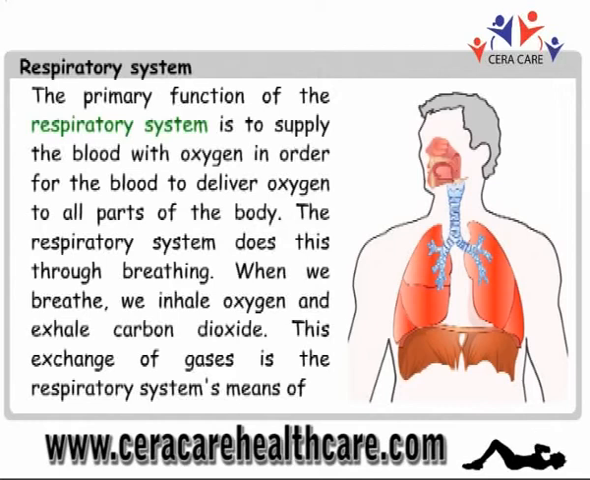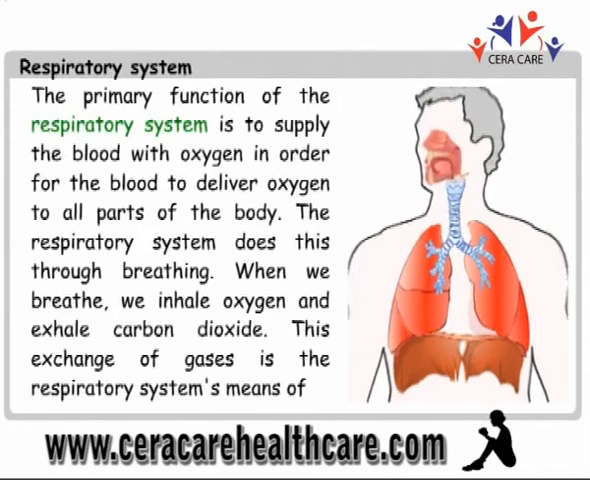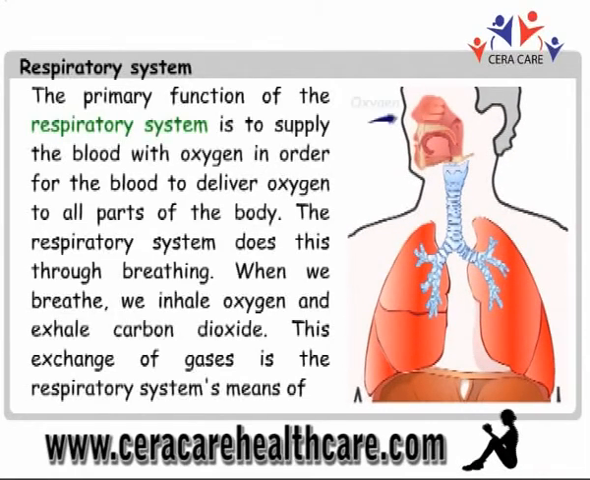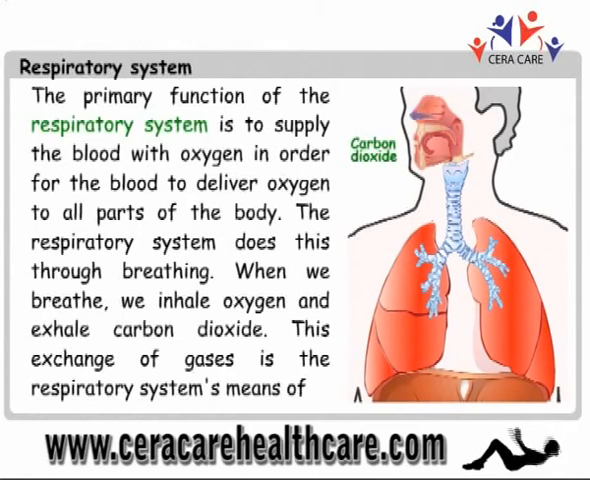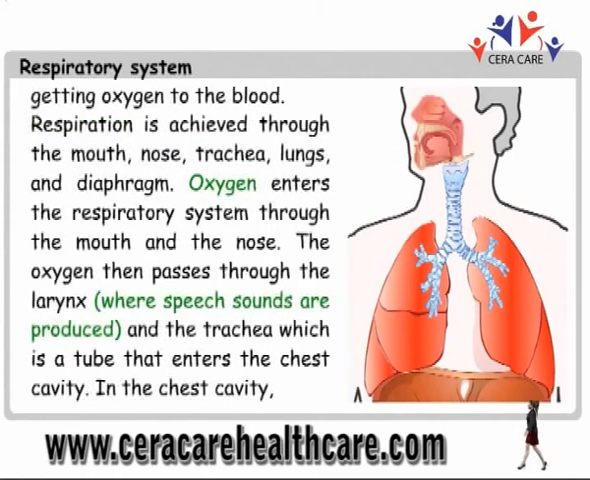Respiratory system. The primary function of the respiratory system is to supply the blood with oxygen in order for the blood to deliver oxygen to all parts of the body. The respiratory system does this through breathing. When we breathe, we inhale oxygen and exhale carbon dioxide. This exchange of gases is the respiratory system's means of getting oxygen to the blood.